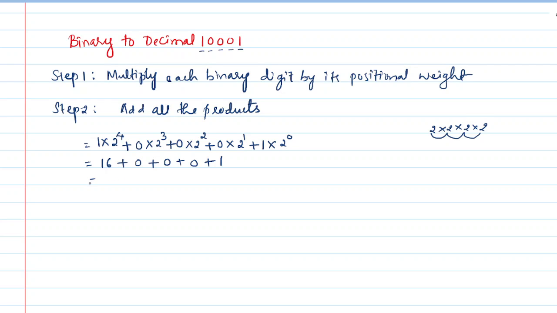Here you can add 16 plus 1. That gives us 17. Therefore, we can write the given binary number 10001 to the base 2 is equal to 17 to the base 10.